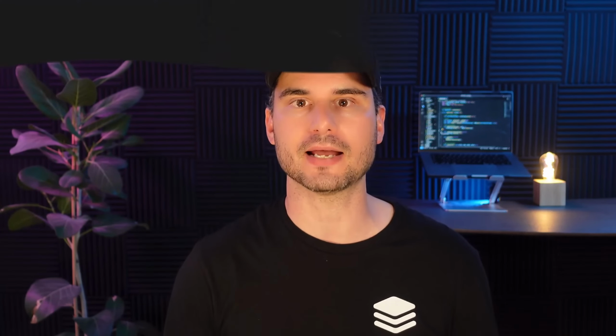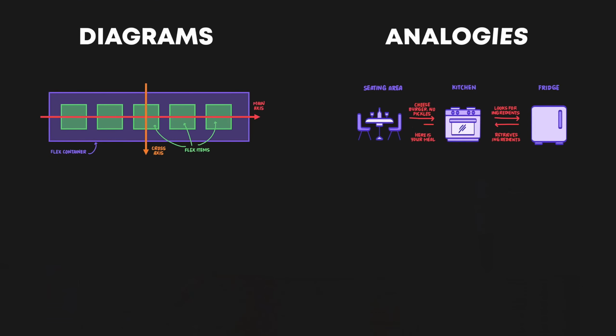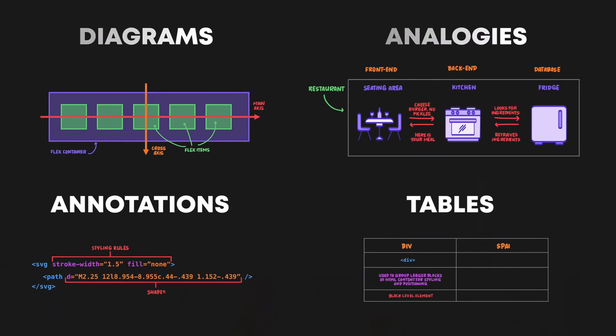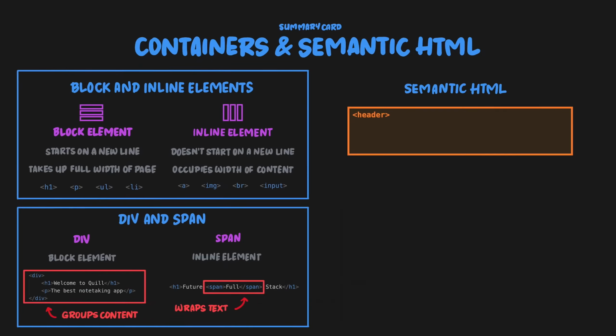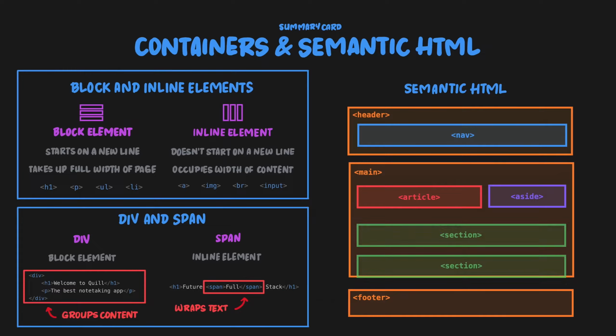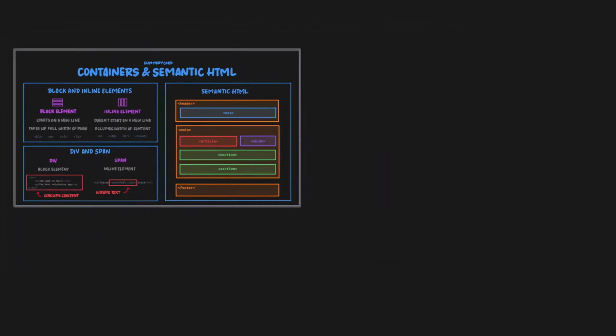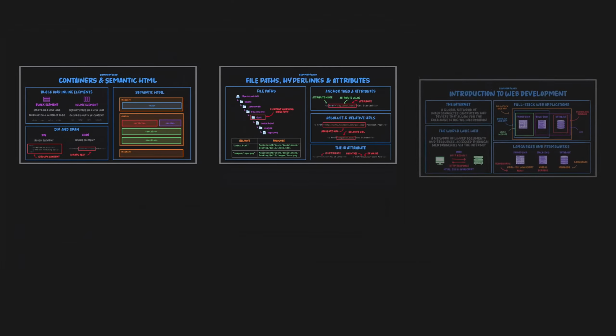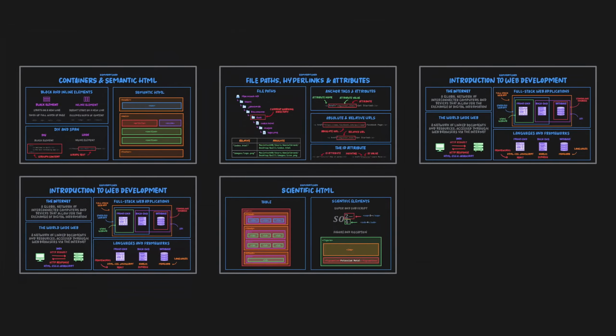I also use the most effective teaching techniques for visual learners, where the course is jam-packed with diagrams, analogies, code annotations, tables, and much more. By far the most useful feature is that every topic ends with a summary card, so that by the end of the course, you have a full set of cards consolidating everything you need to know for HTML.